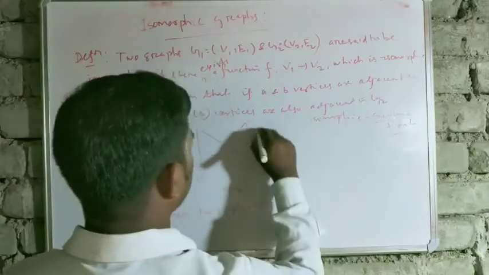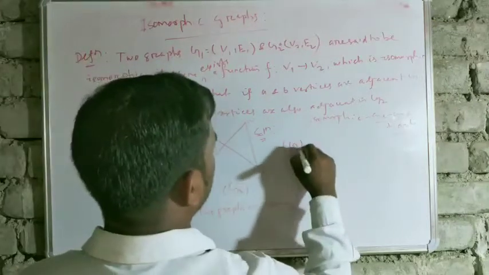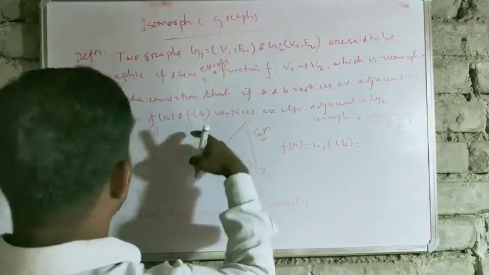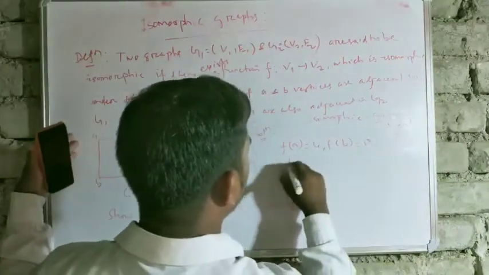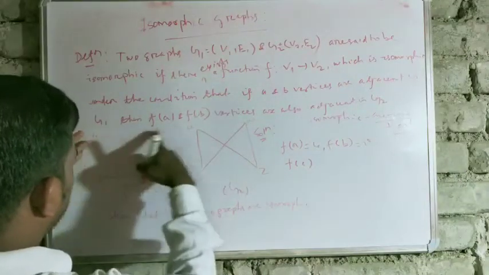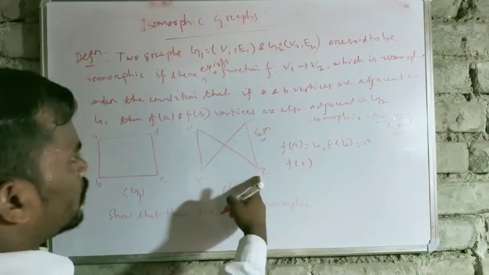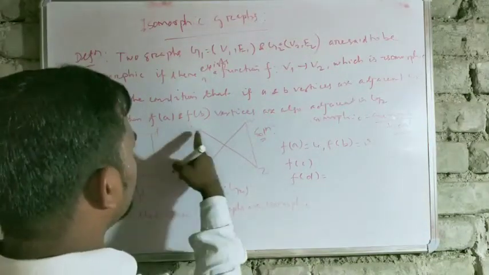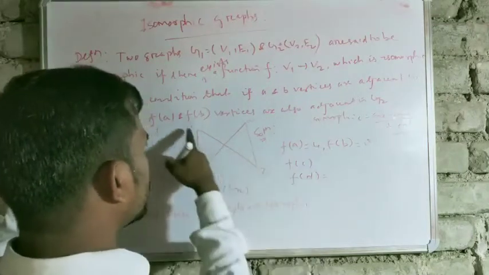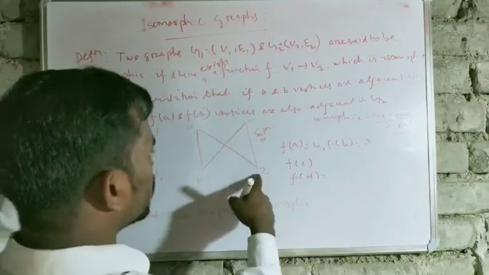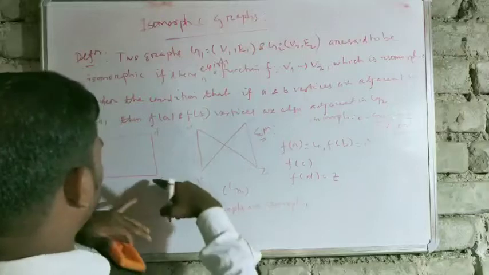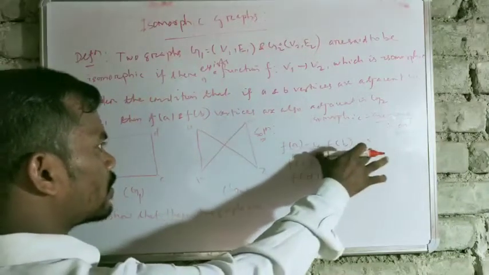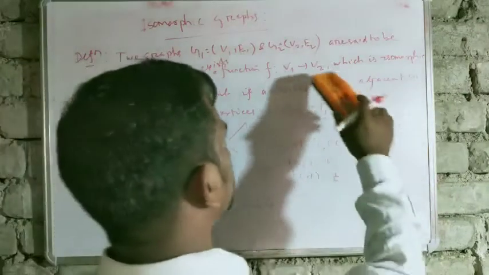If you take f of A goes to U and f of B goes to V. Here A is connected to D, so U is connected to Z. So f of D goes to Z, because the corresponding point of A is U, and U is connected to Z. Then f of C will be the rest one, so this will be W. So UVWZ is the corresponding function which is one-one and onto.